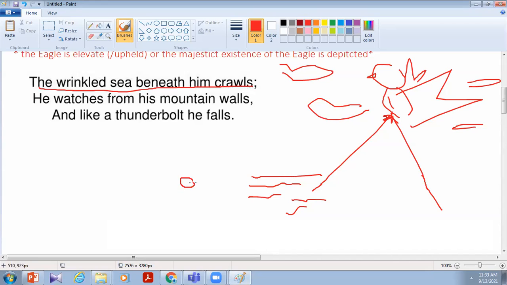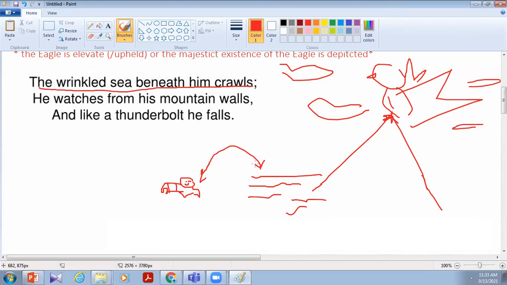Usually a baby only crawls, right? So what is this? This is called personification. Okay, I don't know how to draw. So particularly a baby only crawls. So these two are being parallel.